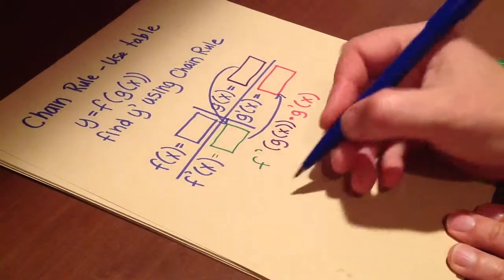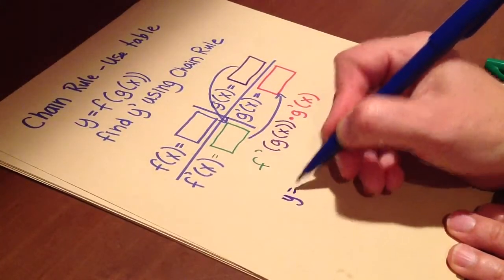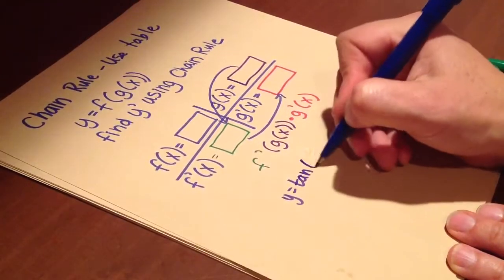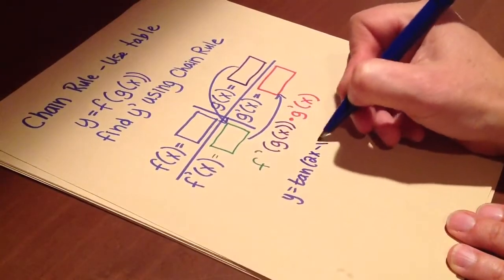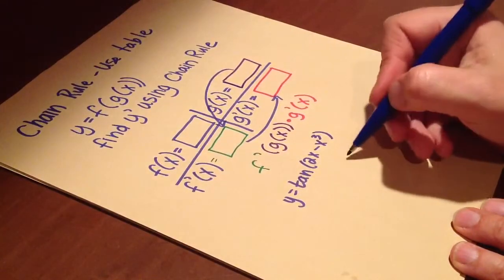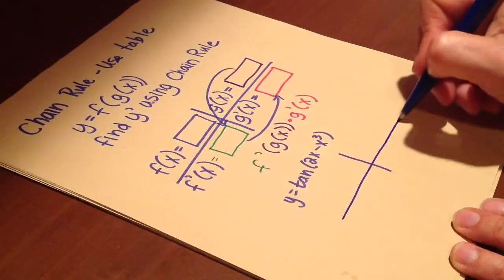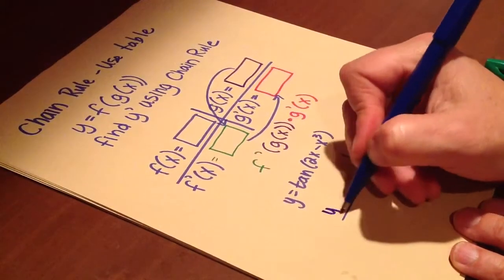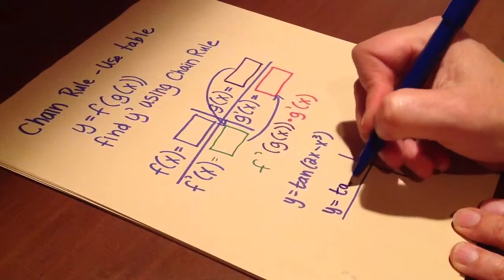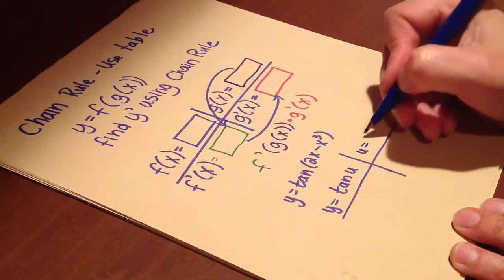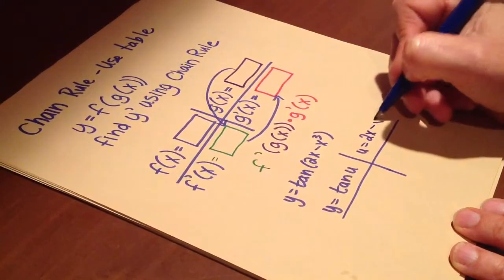So let's try the example y is equal to the tangent of 2x minus x to the third. Okay, so creating this table, instead of using f of g of x, I'm going to use y's and u's. So I'm going to say y is equal to the tangent of the inside function. The inside function in this case is 2x minus x cubed.